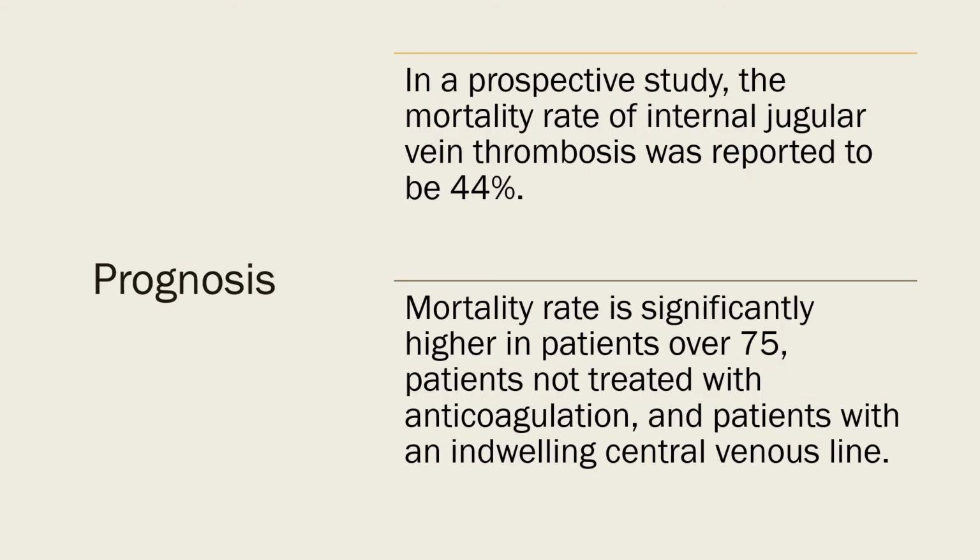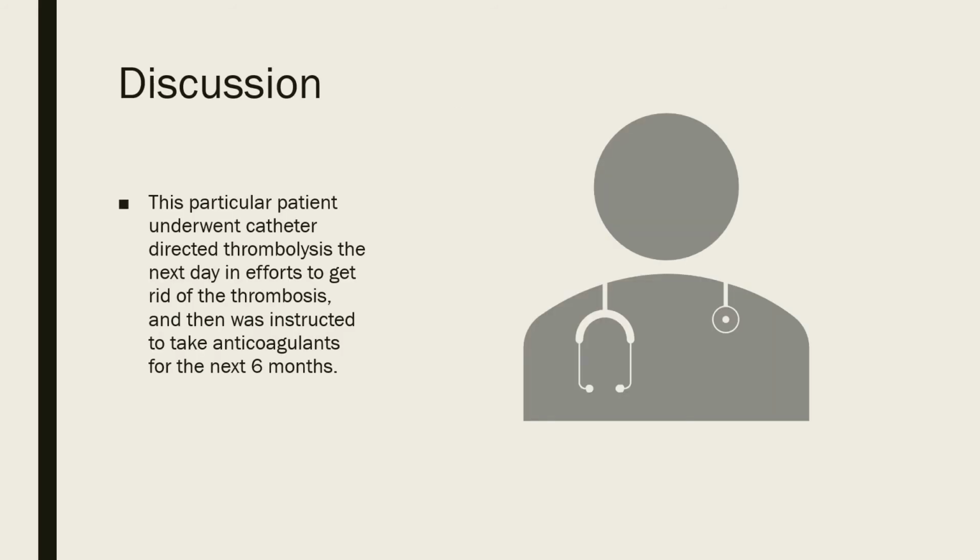So prognosis of venous thrombosis. In a prospective study, the mortality rate of internal jugular vein thrombosis was reported to be 44%. And then they did say that mortality rate is significantly higher in patients over 75 years old, patients not treated with anticoagulation, and patients with an indwelling central venous line. So this particular patient underwent catheter-directed thrombolysis the next day in efforts to get rid of the thrombosis, and then was instructed to take anticoagulants for the next 6 months.